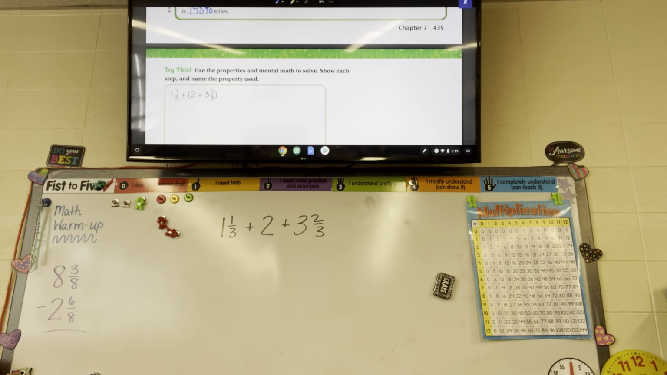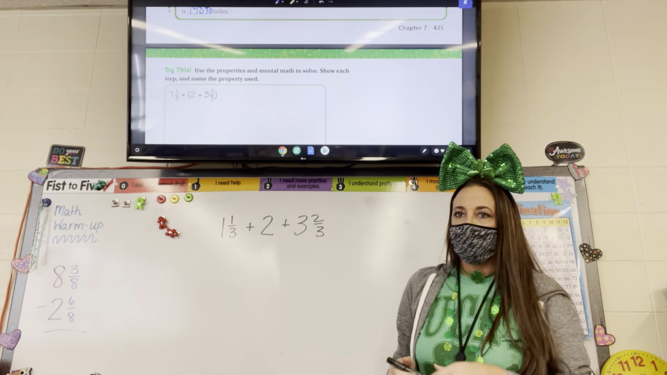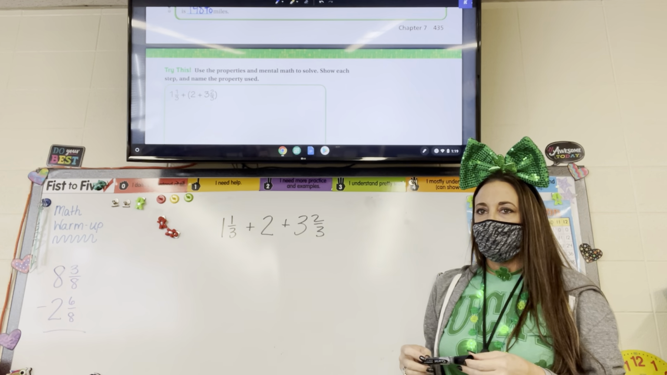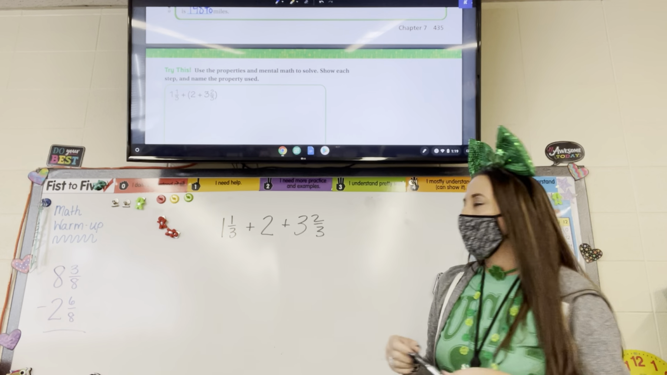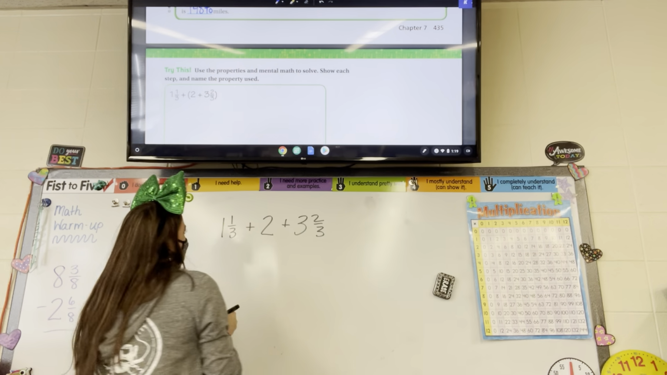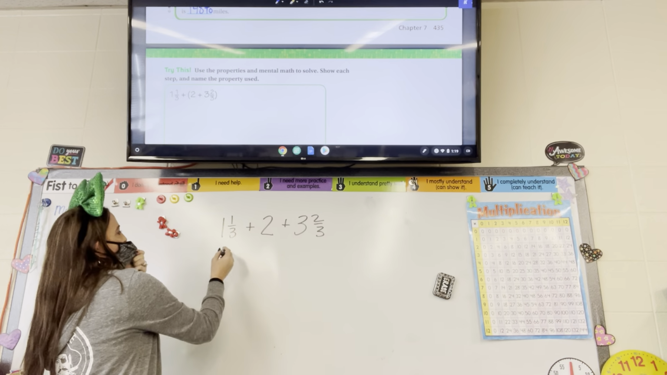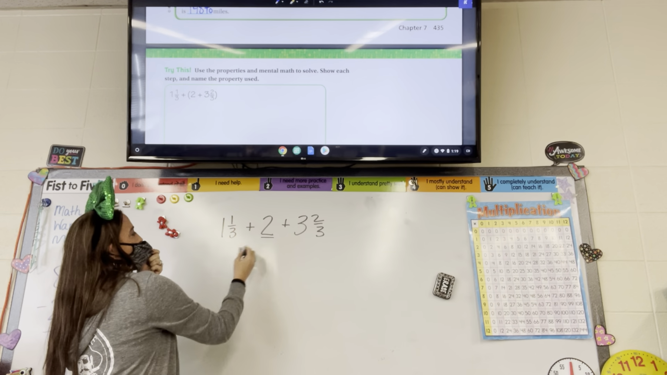Jace? 1 and 1 third plus 3 and 2 thirds. Okay, slow down and say it correctly. 1 and 1 third plus 3 and 2 thirds. Okay, how come you think that? Because 2 thirds plus 1 third equals 3 thirds, which is equal to 1 whole. Bingo. Nice job. Okay, so Jace is exactly right. So we're going to put this 2 last.